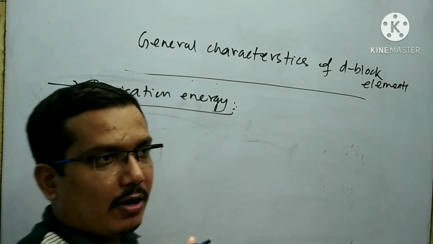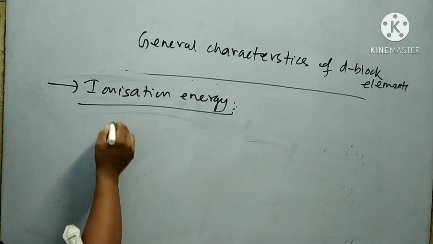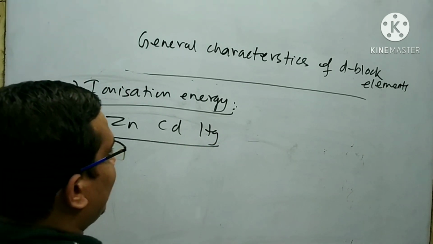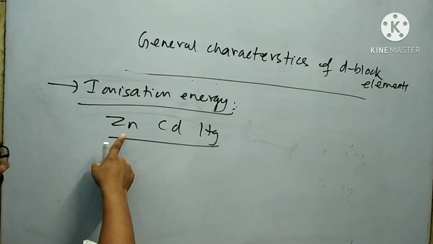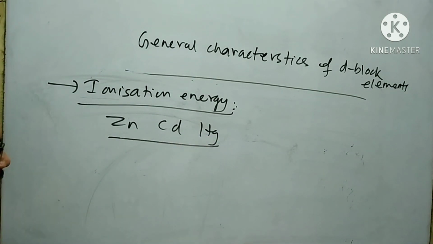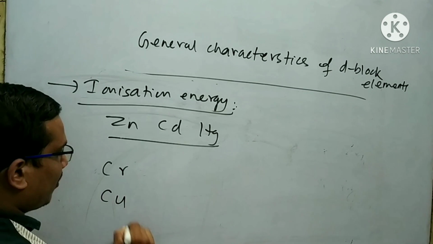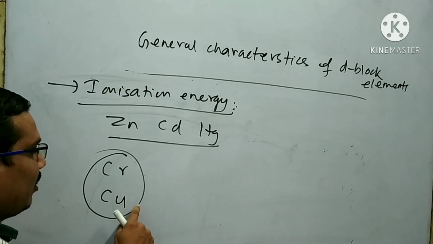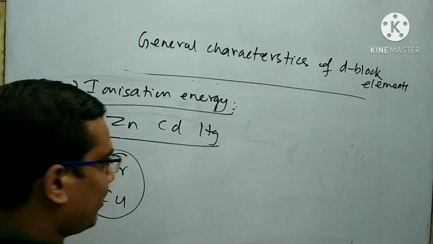The screening effect also does not show a regular trend in the case of a transition series. But if you think about zinc, cadmium, and mercury, these elements show high ionization energy. This is due to the stable electronic configuration of zinc, cadmium and mercury. The second ionization energy of chromium and copper is relatively higher than the second ionization energy of other elements.